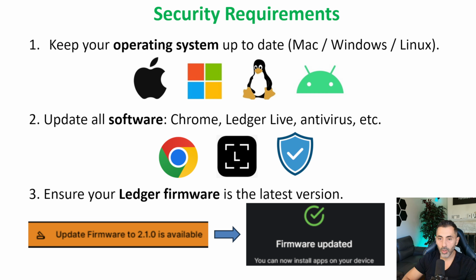There are 3 security requirements that you must follow before doing the transfers. Number 1, make sure your operating system is up to date. And if you can't update it because your hardware is too old, maybe it's time to upgrade the hardware. Number 2, update all software. In this case, specifically, we're going to be using Chrome to connect to the exchange and the Ledger Live software to connect to your Ledger. And if you have an antivirus, make sure your virus definitions are up to date. And last but not least, ensure that your Ledger firmware is also running at the latest version.